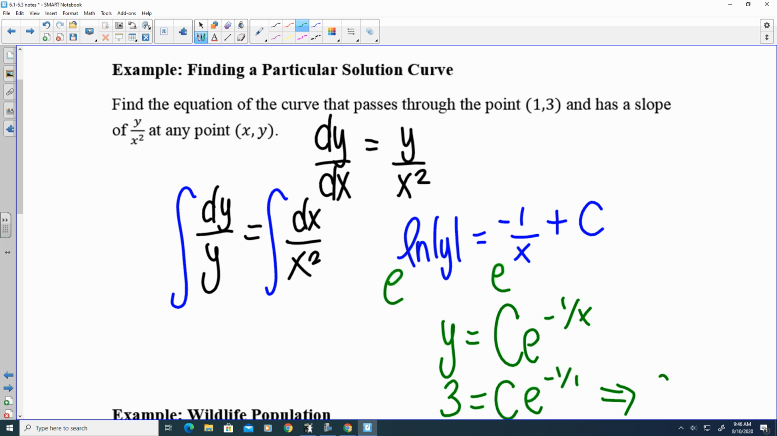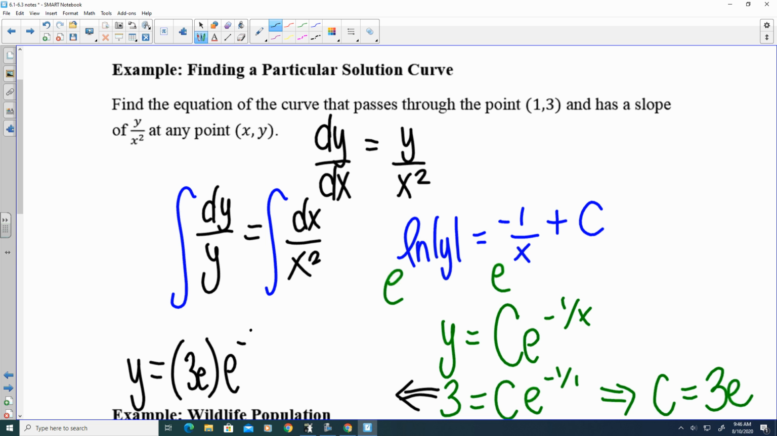And it looks like c, when rearranged, is going to be 3e. So now just to plug that back in, y equals 3e (constant, so I'm going to put it in parentheses) times e to the negative 1 over x.